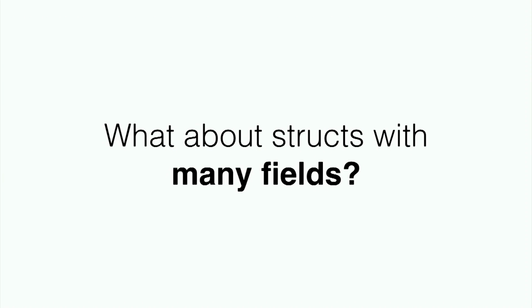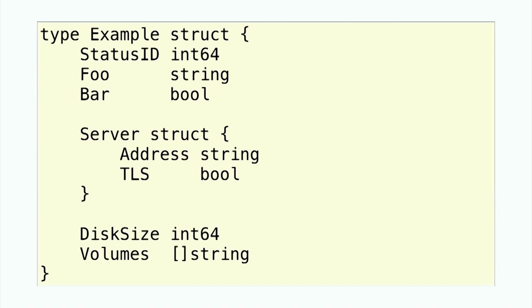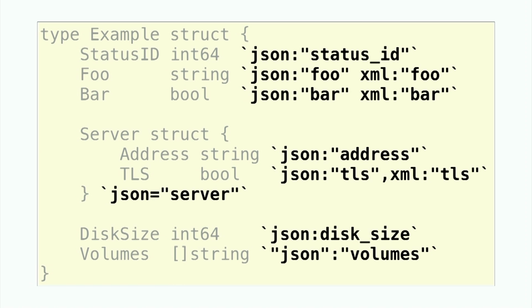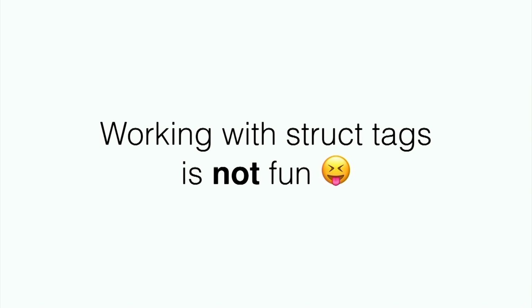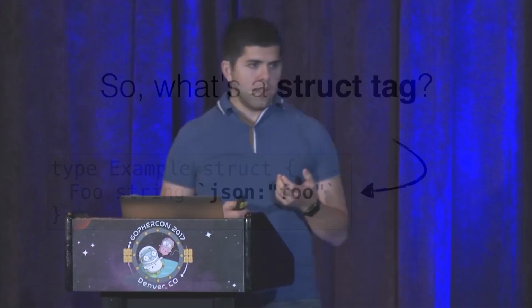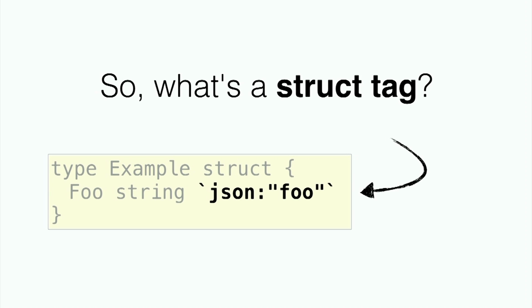But the problem arises when you have multiple fields. For example, for this struct, you have to go and write multiple JSON struct tags. And this is not fun, you know? Writing all these fields, all these struct tags, is not fun. So we can make it much easier and simplify it. But first, let's define what a struct tag is, and then go from there.